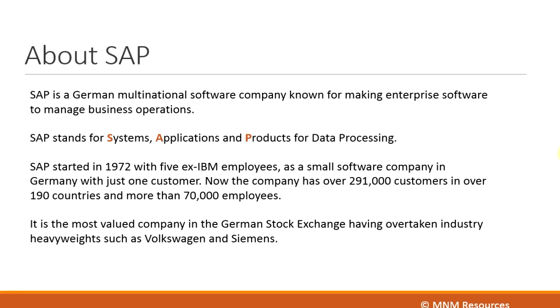It is the most valued company on the German stock exchange, and they have overtaken industry heavyweights like Volkswagen and Siemens. Now, in a country like Germany, where engineering has been renowned, a software company like SAP over the last 40 to 50 years has become the number one company in Germany. So it just tells the achievement and how organically SAP has grown over the last few decades. It's also the third largest enterprise software company after Microsoft and Oracle.